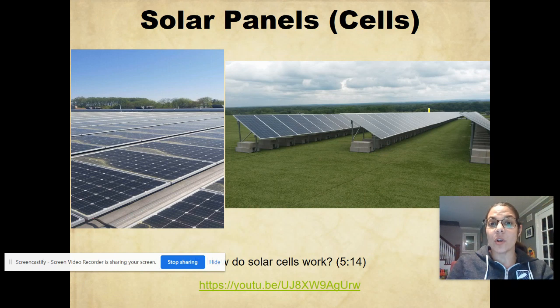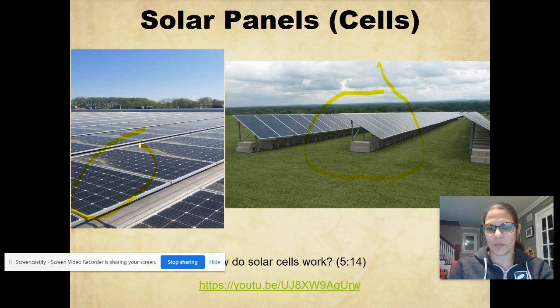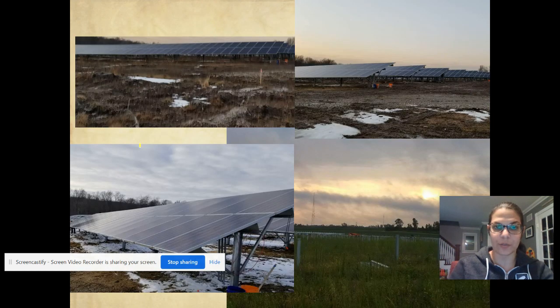Okay. Solar panels. You need to know how solar panels work. These are actually my pictures. This is a picture from on top of a closed garbage dump somewhere in Connecticut. And this is on the roof of, I think it's like Coco Chanel Cosmetics in Edison or something like that. But I need you guys to watch this video. I'm gonna link it in Google Classroom.